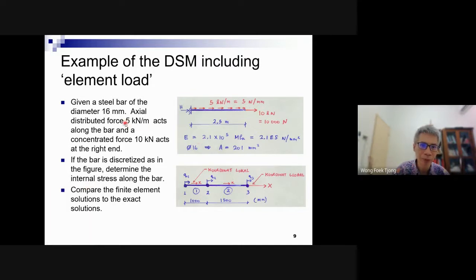This is an easy problem. Given a steel bar of diameter 16 millimeters, so we can calculate A, pi divided by 4, 16 squared, right? And then subjected to axial distributed force, let's say this is 5 kilonewton per meter, or in millimeters, 5 Newton per millimeter, X along the bar, and let's say a concentrated force of 10 kilonewton, the length of the bar 2.5 meters. This is the data of E for steel. This is the diameter, I think this is like reinforcement bar, right? For concrete. This is the area.